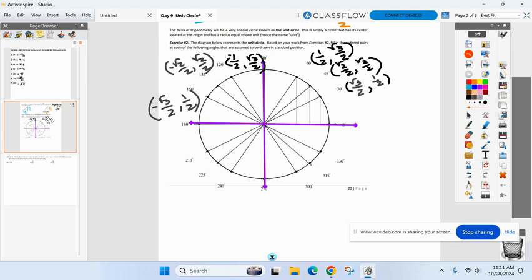What do you know about everything in the third quadrant, Tyler? Negative y and negative x. Everything should be negative in the third quadrant. Keep it going.